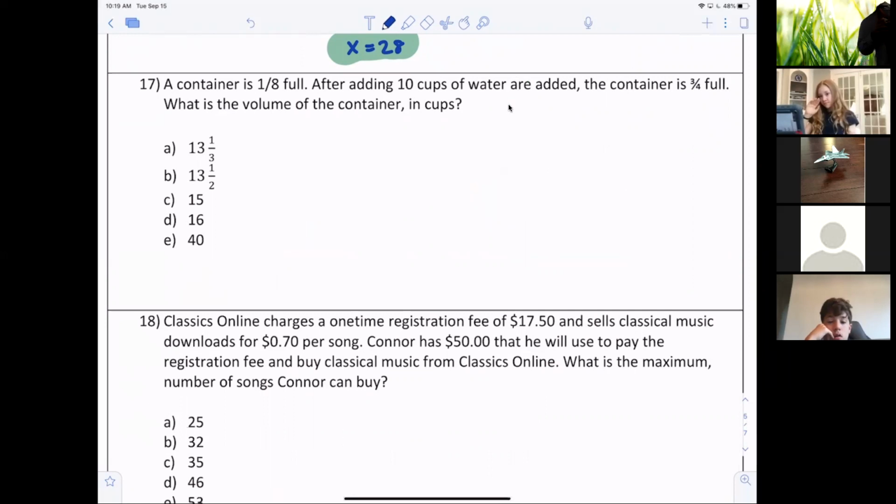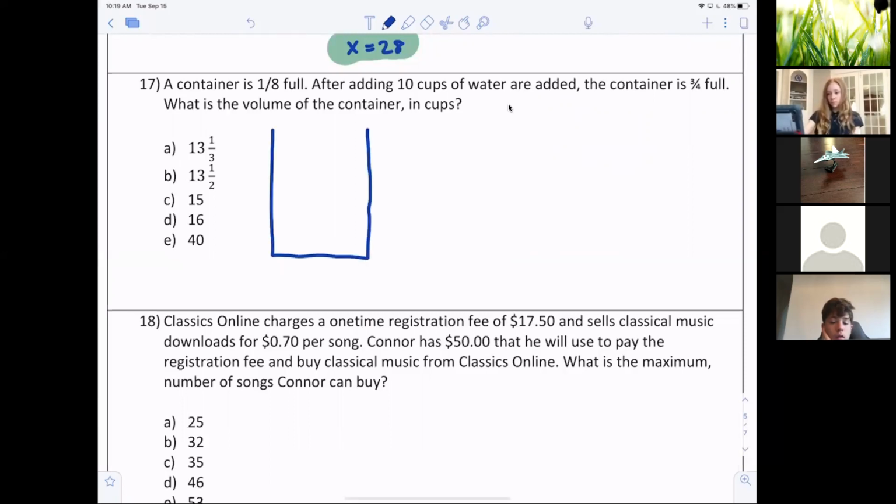All right, so what can we do? We can draw a container. Somebody's going to draw a container. You know the answer? Oh, 16. We'll see if you're correct. All right, so here's my container. And my container is how full? 1/8. So in my opinion, everybody should make it about 1/8 full.